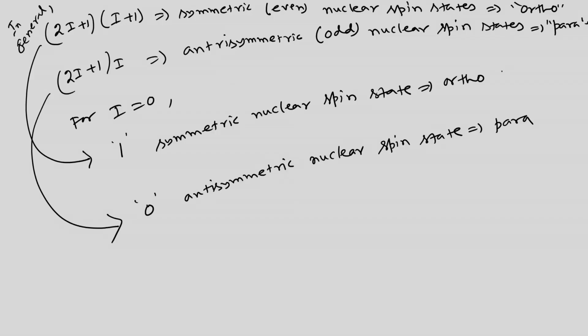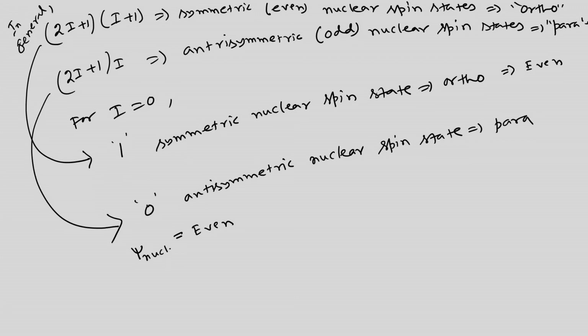So, if we substitute the value of I in (2I+1)(I+1), we get 1 symmetric nuclear spin state, or ortho, and 0 antisymmetric nuclear spin state, or para. So only ortho oxygen is possible. So psi nuclear for oxygen is even, because there is no antisymmetric nuclear spin state for the O2 molecule. So psi nuclear we get only even.